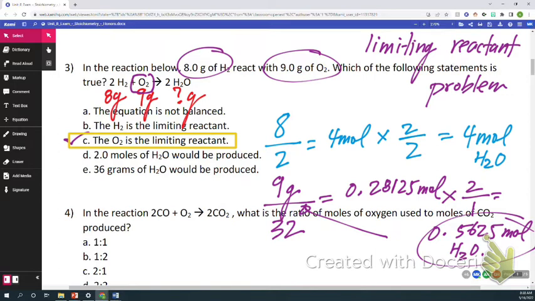How many moles of H2O actually was made? 0.5625. So D is wrong. You're not making 2 moles. 36 grams. Well, you got to change this to grams. You got to change this bottom number to grams if you want. 18.02 is the molar mass of water. So you actually made a little over 10 grams. You end up with 10.136 grams. That's how much you actually made of H2O.